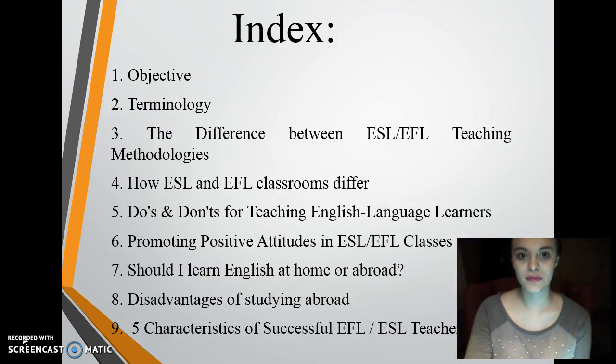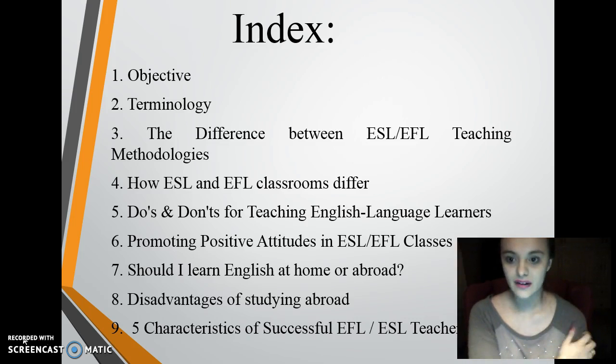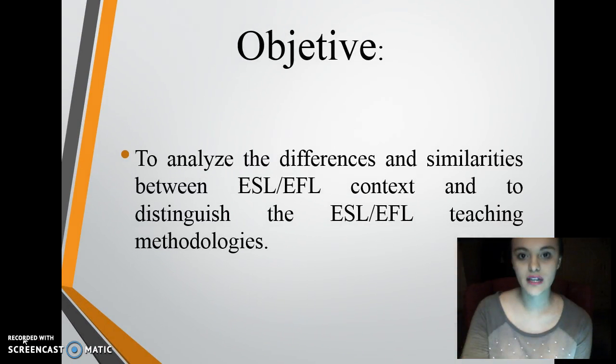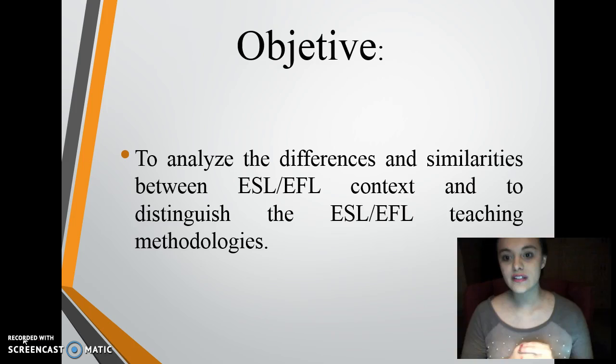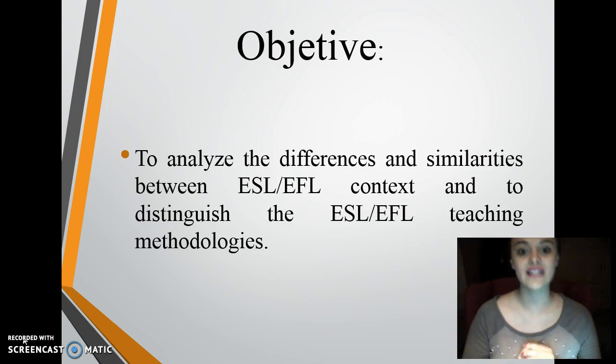We're gonna start with the index, which includes my objective, my terminology, and from 3 to 9 are the main points that I will talk about. Okay, so the objective is to analyze the differences and similarities between ESL and EFL contexts and to distinguish the ESL and EFL teaching methodologies.